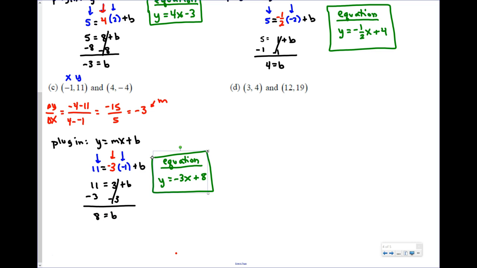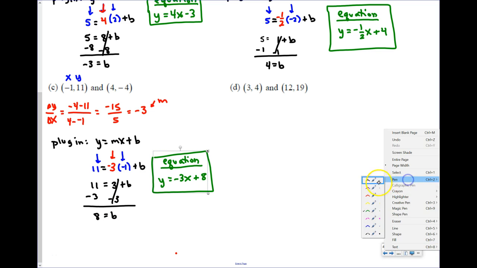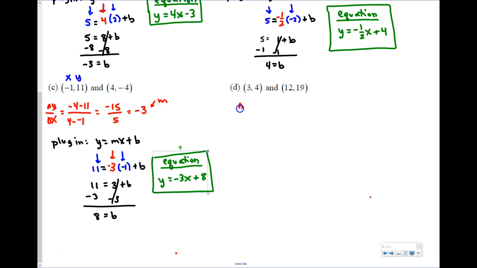Finally, one last one. Again, notice the process is the same every time. Find your slope, change in y's over your change in x, subtract your y's. So 19 minus 4 over 12 minus 3. 19 minus 4 is 15. And 12 minus 3 is 9. This is a fraction that reduces to 5 over 3. So that is my m.